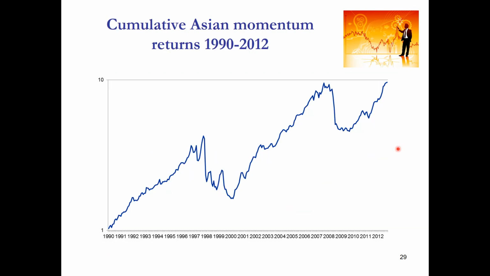So another way to think about this is to look at the time series of momentum returns across a time period. What we have got here is cumulative returns to the momentum strategy in the Asian region from 1990 through to 2012. We have a zero investment portfolio where we take a long position in the past winners and a short position in the past losers and look at the cumulative returns starting from 1990 through to 2012.